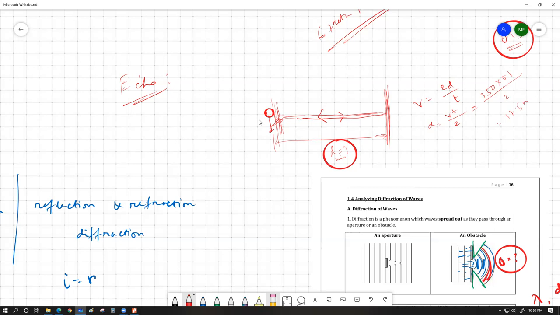If the distance is more than that, the sound is going to take more than 0.1 second, because the sound has to travel a longer distance and the time taken would be bigger. That way the echo would be even better audible. So that's the idea for the echo equation.